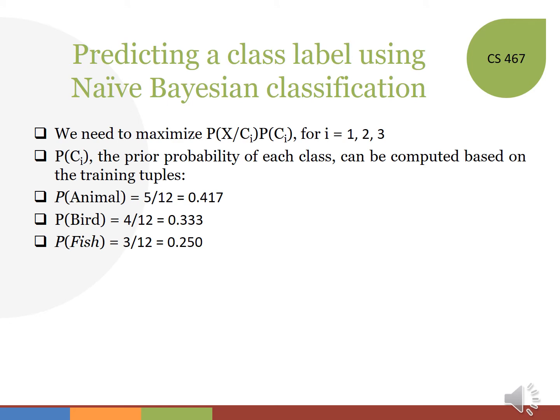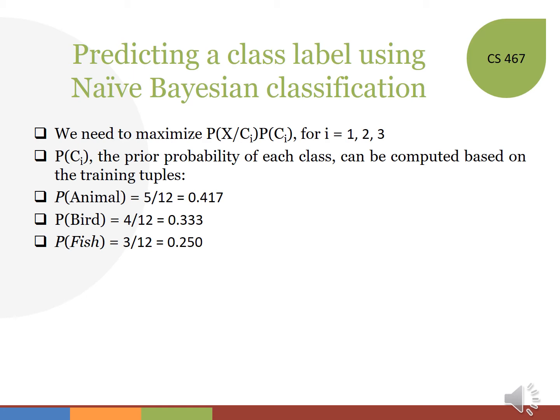We need to maximize P of x given Ci into P of Ci for i ranging from 1 to 3. Since there are three class labels, that is fish, animal, and bird, i ranges from 1 to 3, and we need to find the class that maximizes P of x given Ci into P of Ci. P of Ci is the prior probability of each class that can be computed based on the training examples.